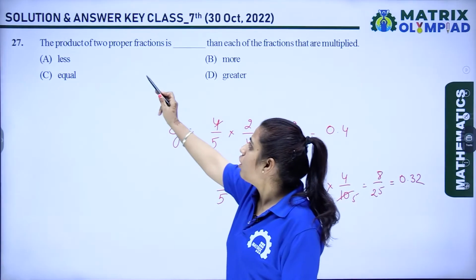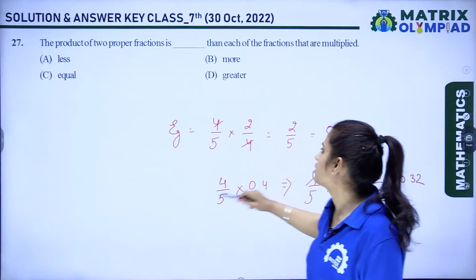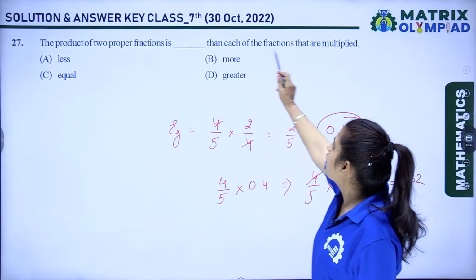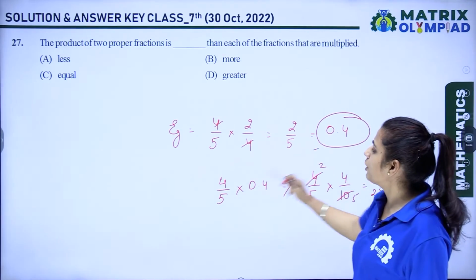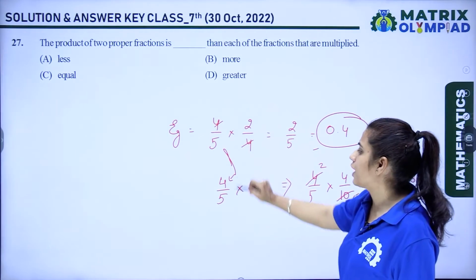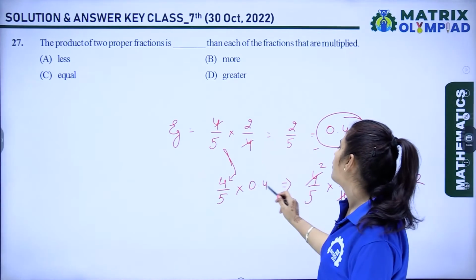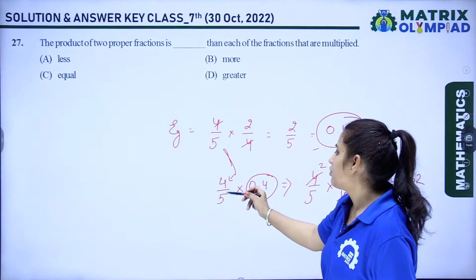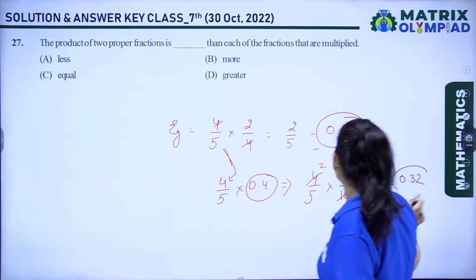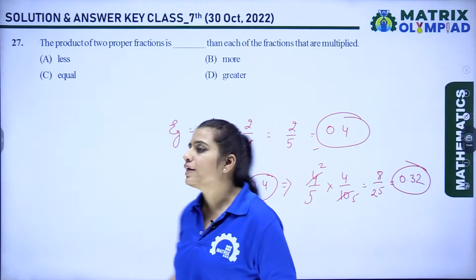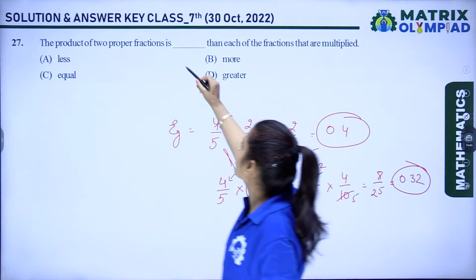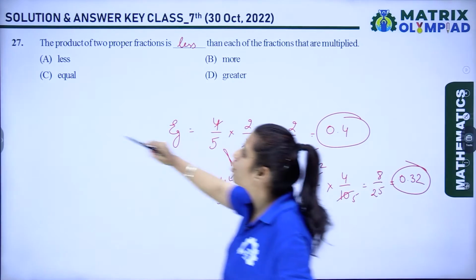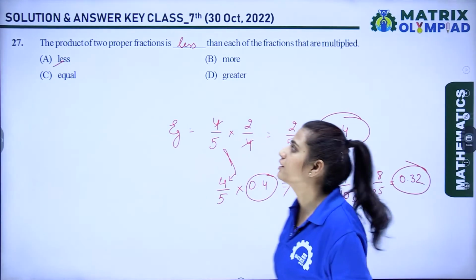So the product of two proper fractions is, dash, then each of the fractions that are multiplied. If we multiply 0.4 by 4 by 5, that is the first proper fraction we have taken, it gives us the result 0.32. It means the product of two proper fractions is less than each of the fractions that are multiplied. So option A is the correct answer.